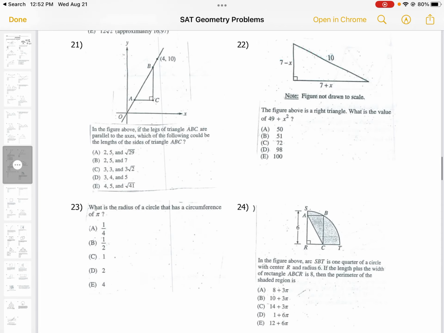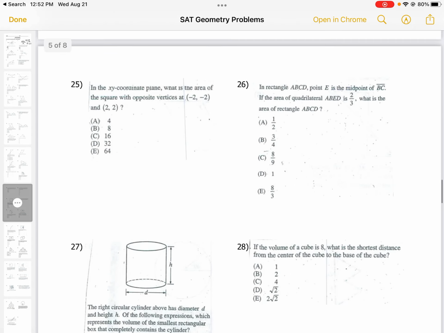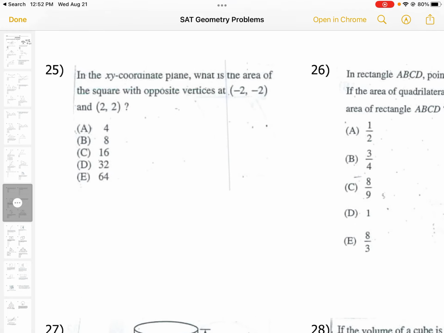Oops, what happened? Oh, well, everything looks like everything just got erased. Oops.